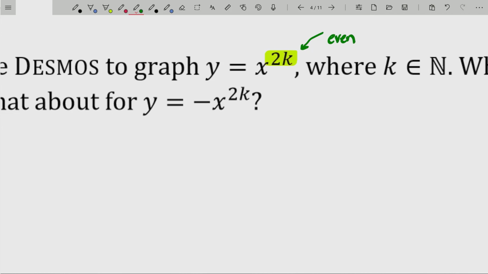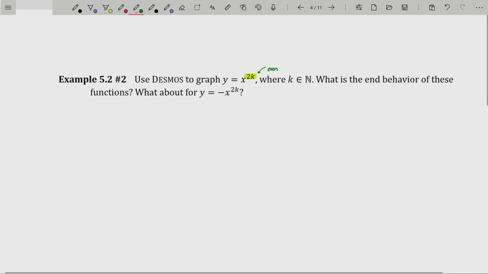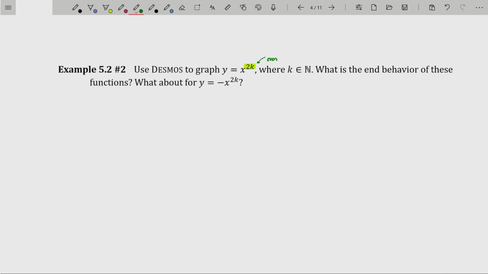So I'm really looking at power functions of the form x to a power where the power is even. That's really what we're considering. And the question is, if we graph a few of those, what's the end behavior of these functions? And then when we're done with that, we'll look at the end behavior for negative x to the even power. So let's go ahead and do that.